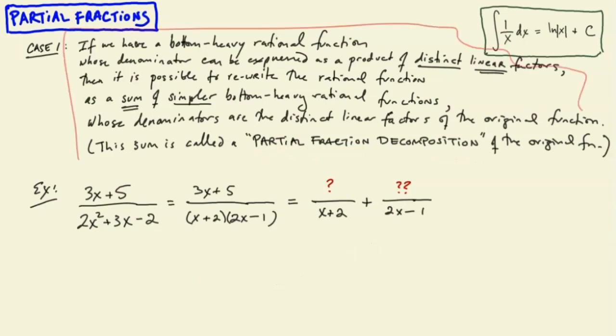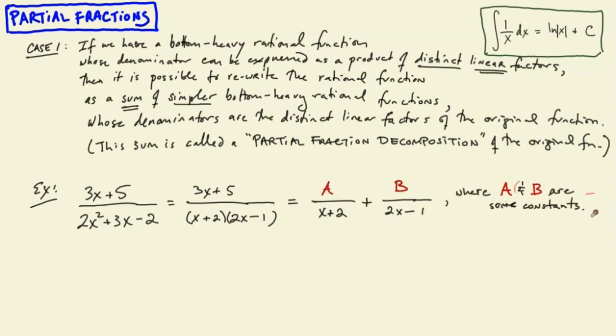And all of this you can think of as a particular theorem telling us that under the given conditions, such a partial fraction decomposition always exists. It doesn't tell you what these numerators must be, but we can figure that out on our own. In fact, there's one thing we know already. These terms in the partial fraction decomposition are themselves going to be bottom-heavy rational functions. But since the bottoms are linear polynomials, the tops have to be constants. Otherwise, they won't be bottom-heavy. So instead of these question marks, let's just put a and b, where a and b are some constants.